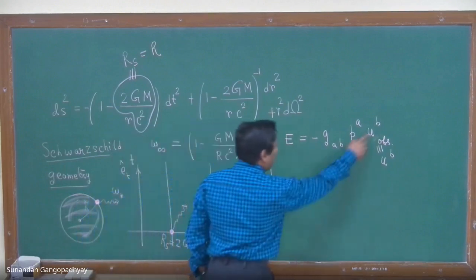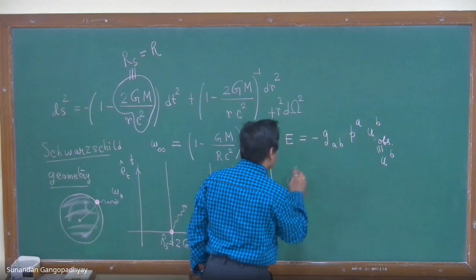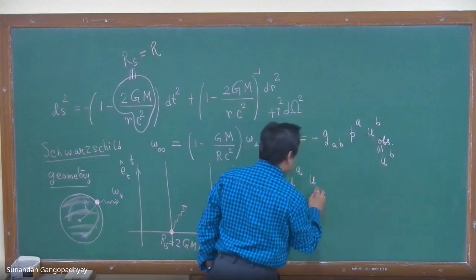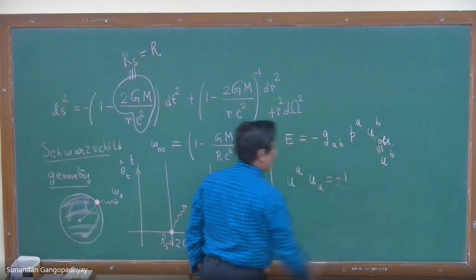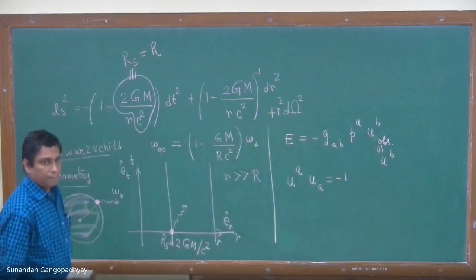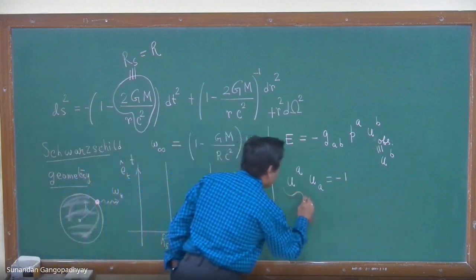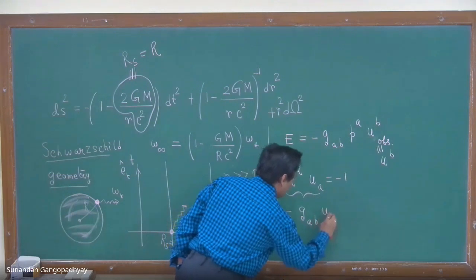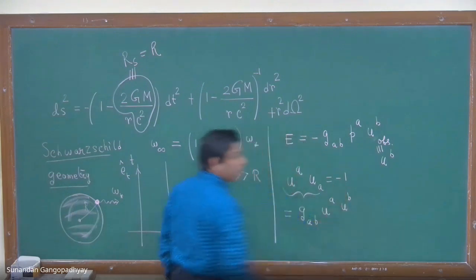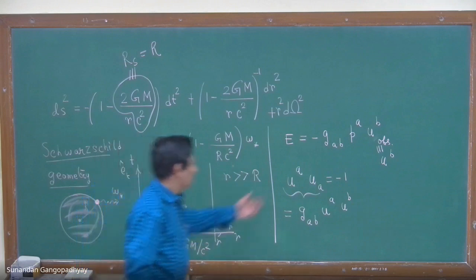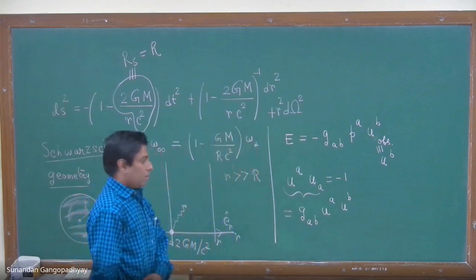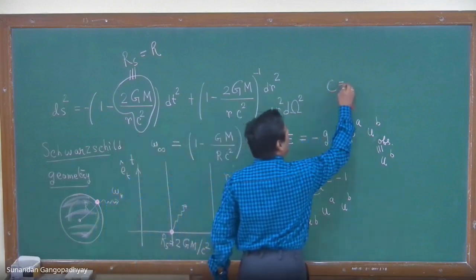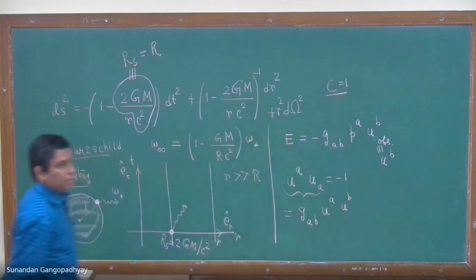Right? So I'll assume that this UB, which I call your observer, is normalized to minus 1. Now what is this? You can write it as GAB UA UB. So we are using the description of C, so this is equal to minus C. You can do it. You know what it is.